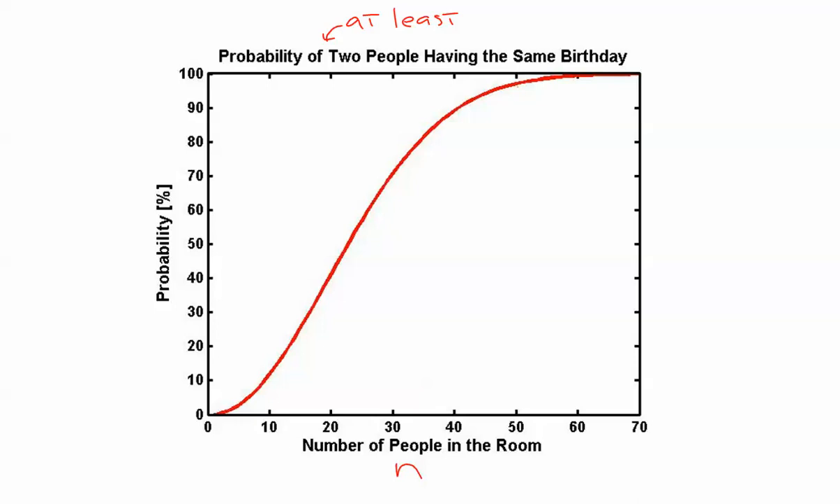So if we look here at n equals 50, we can see that the probability is pretty high that at least 2 people will have the same birthday. Looks to me like it's about 96–97%. And moreover, if we get a room with 60 to 70 people in there at the same time, the probability approaches very nearly 100% that at least 2 people will have the same birthday.